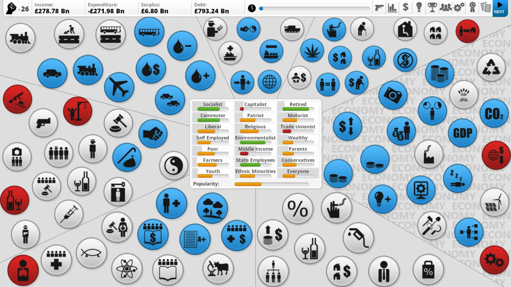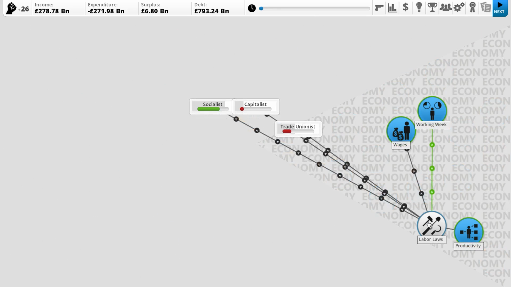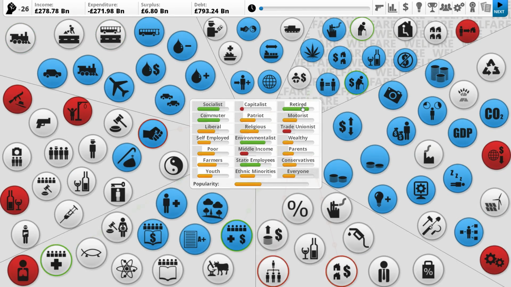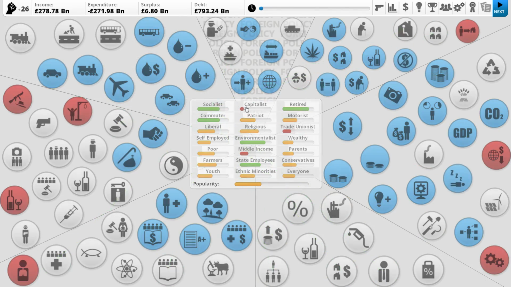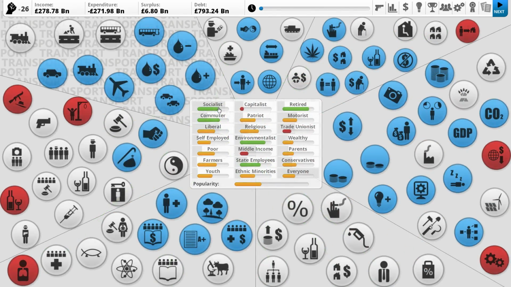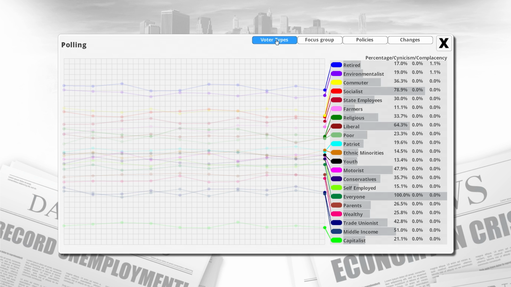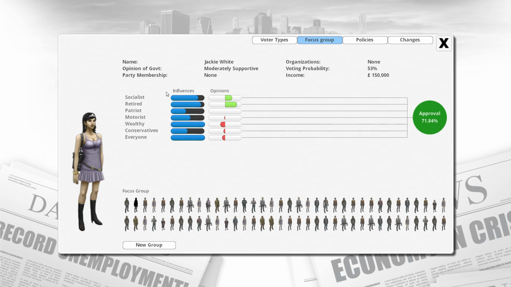Now let's see, what can we start off with? This represents all the voters in your country. Now, not every voter belongs to one group. Every voter belongs to multiple groups, and I think I can best show that over here. Focus group. Jackie White, she is a socialist and she is retired apparently. Patriot, motorist, wealthy, conservatives, everyone.